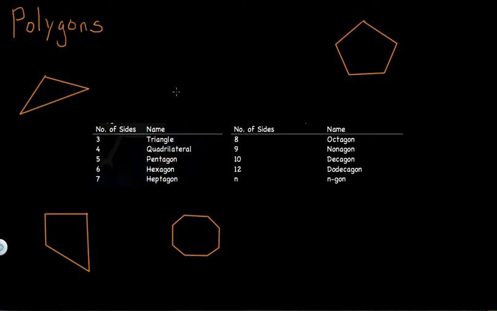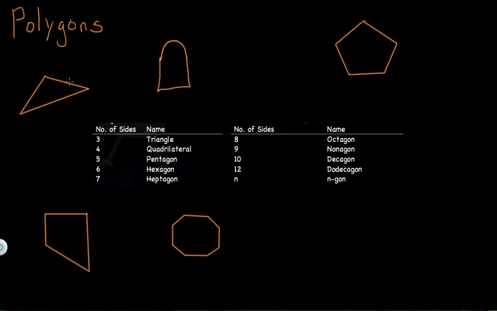So something like this is not considered to be a polygon, right, because of this curve. So polygons by definition are composed only of segments, and segments by definition are all straight. The segments that compose a polygon are called sides. So a triangle has 3 sides. That means it has 3 segments.